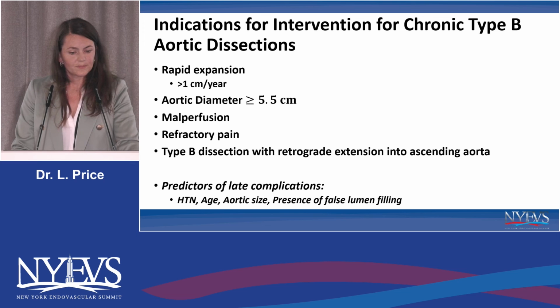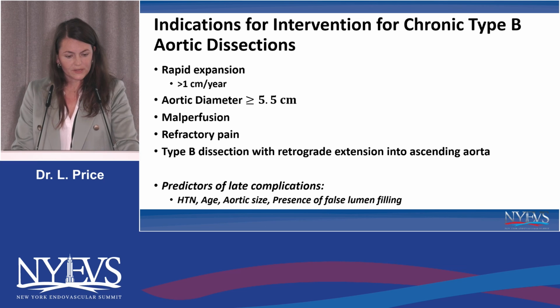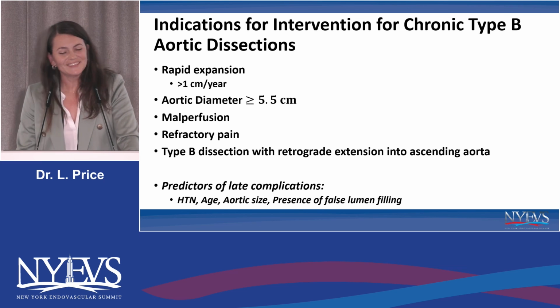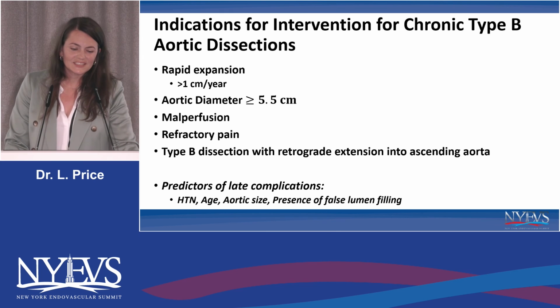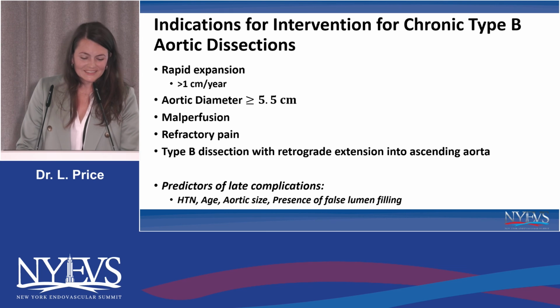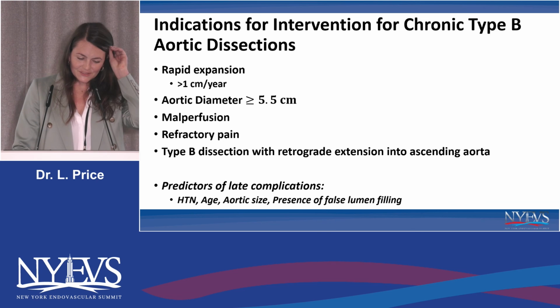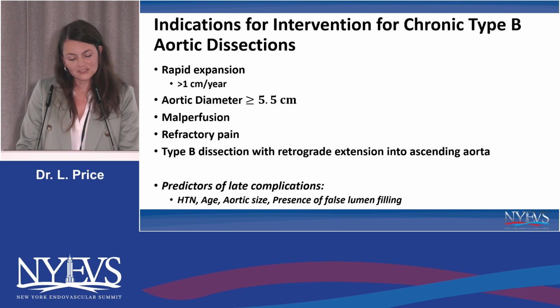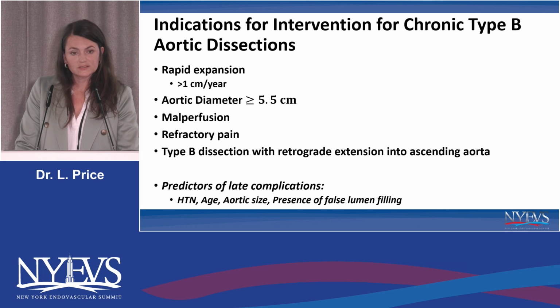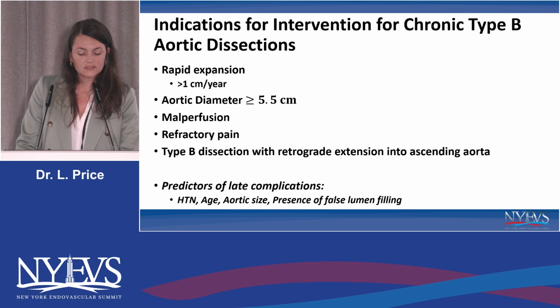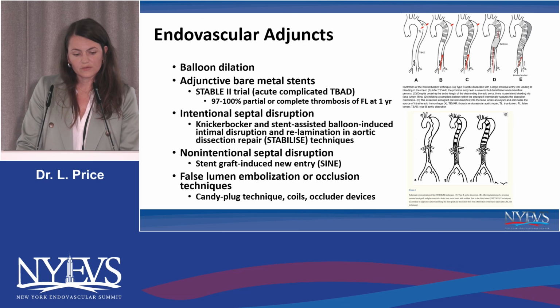Thankfully, Dr. Raven will be discussing this, but the indications for interventions for chronic type B aortic dissections are as listed here. I've also included the predictors of late complications, including hypertension, age, aortic size, and presence of false lumen filling. And so that's why, if you're treating this in the subacute phase, a lot of these things matter: the aortic size and the presence of the false lumen filling.